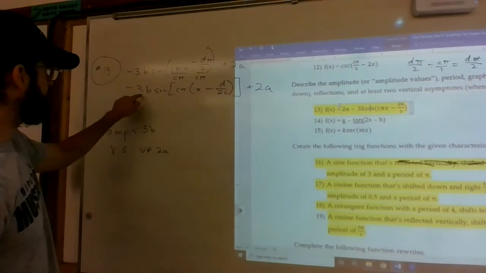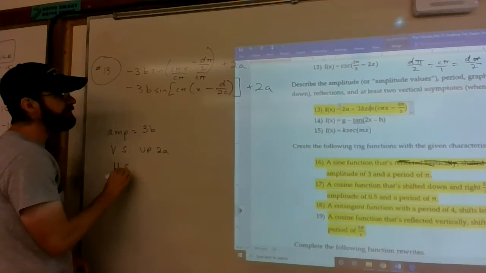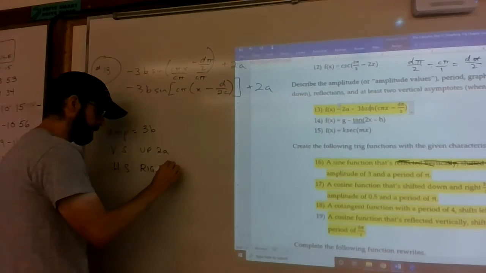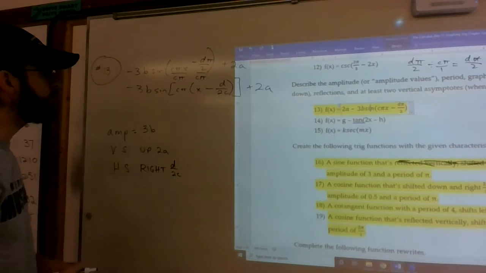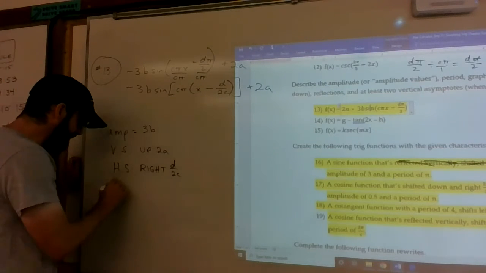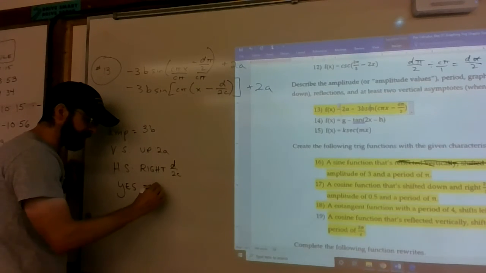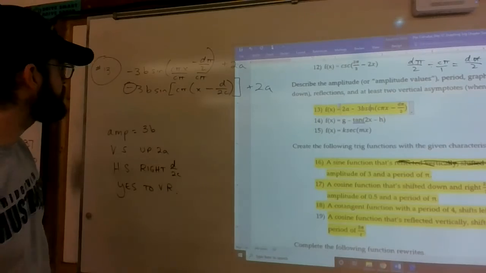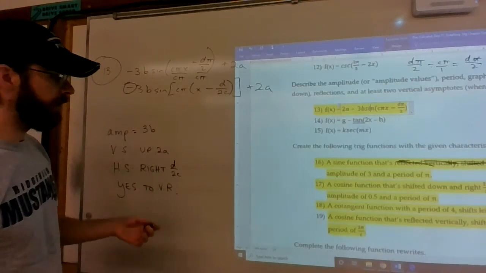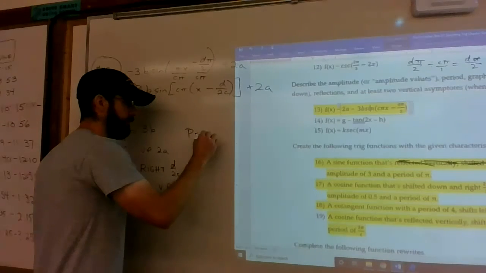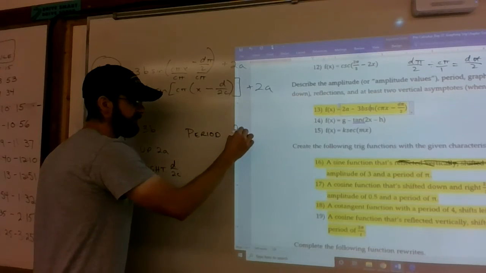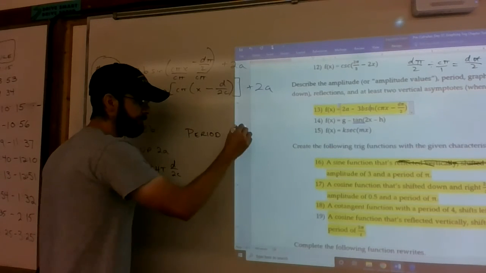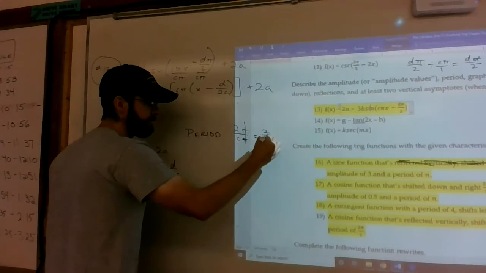Yeah, so we got our amplitude is 3b. The horizontal shift is going to be right d over 2c. And did I catch vertical reflections? Yes. We didn't have a negative that could come out to change this. And then what am I missing here? The period. So the period is 2 pi, because that's normally what you would give to a sine. You divide it by c pi. So the period is 2 over c.